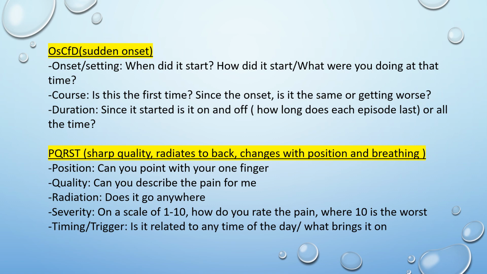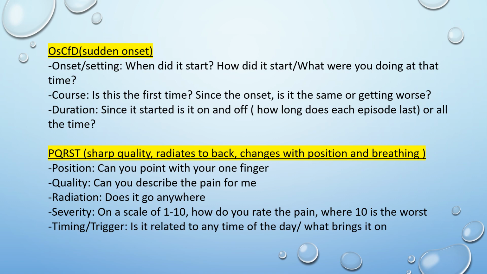So what questions do we need to ask here? On onset and setting, we can ask, when did it start? How did it start? What were you doing at that time? For course, we can ask, is this the first time? Since the onset, is it the same or getting worse? For duration, we can ask, since it started, is it on and off or all the time there? If it's on and off, we can definitely ask how long each episode lasts.